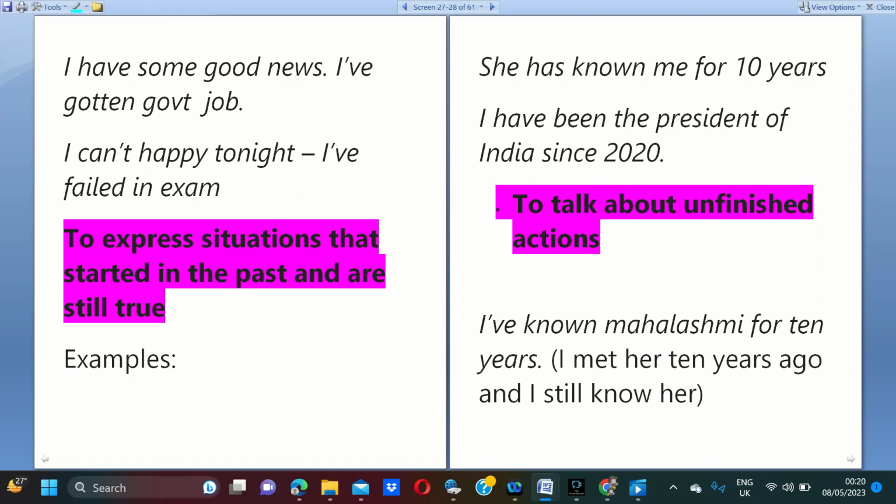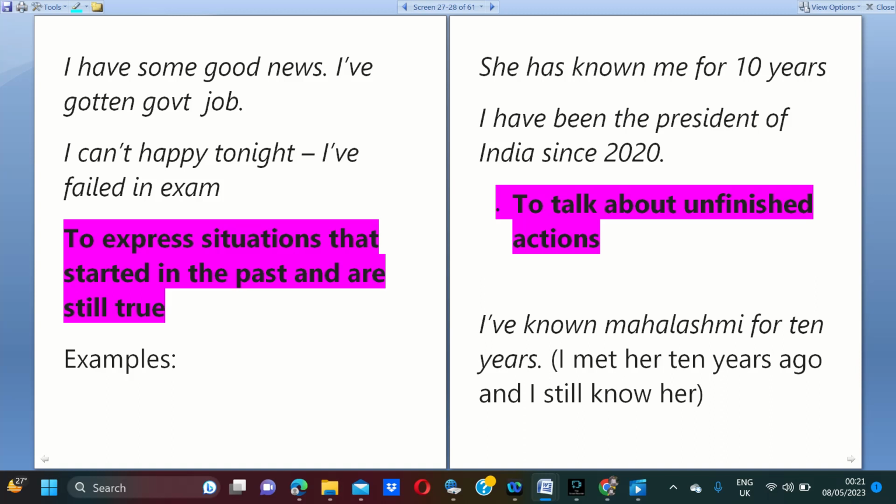Next, I have been President of India since 2020. Here it is talking about point of time. You have been the president. See, in 2020 you became a president. Still you are President of India in 2023 also. That is the meaning of I have been the President of India since 2020.